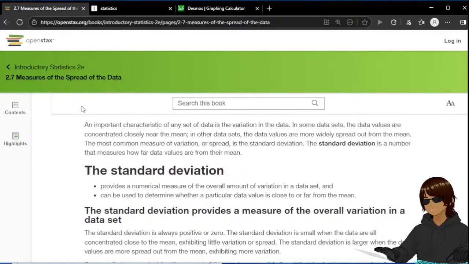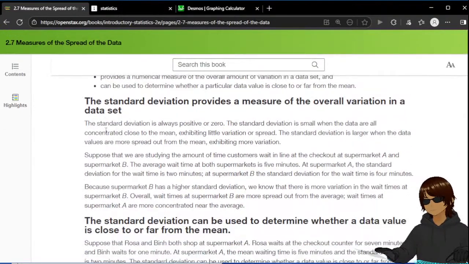Measures of the spread of data. An important characteristic of any set of data is the variation in the data. In some datasets, the data values are concentrated closely near the mean. In other datasets, the data values are more widely spread out from the mean. The most common measure of variation or spread is the standard deviation. Standard deviation is a number that measures how far data values are from their mean. The standard deviation provides a measure of the overall variation in the dataset.